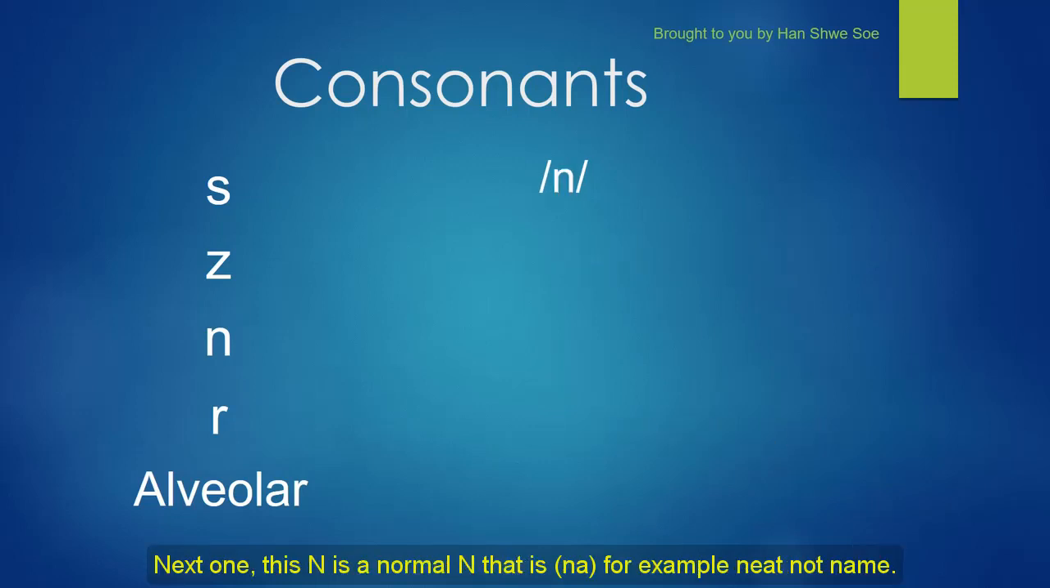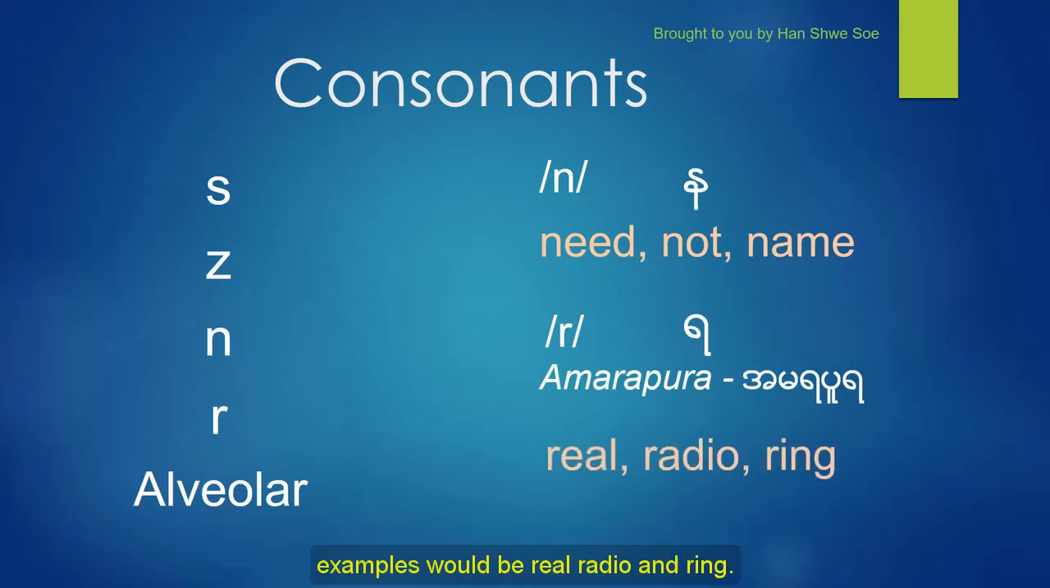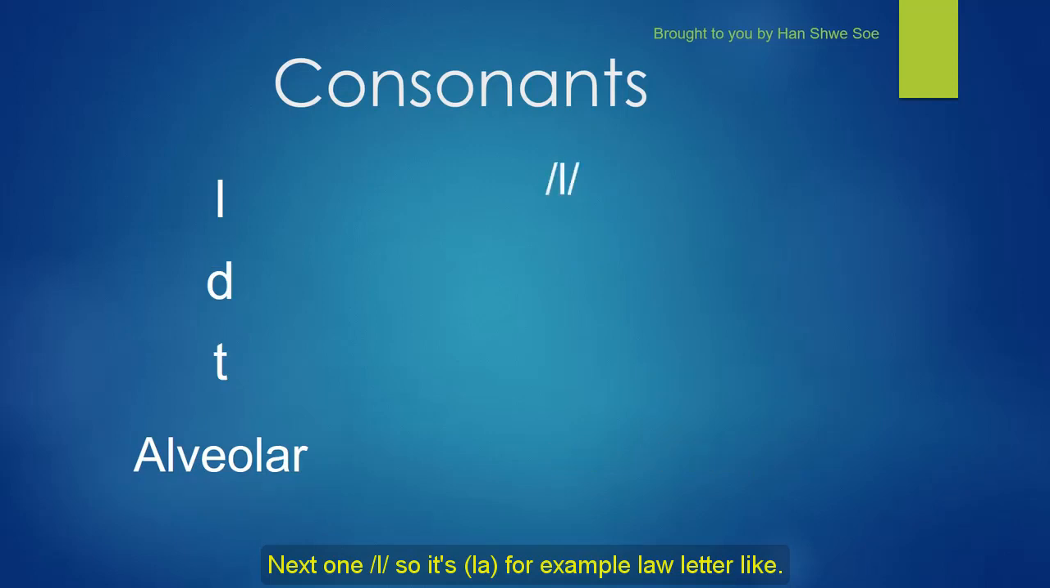Next one, this n is a normal n. That is na. For example, neat, not, name. Next one is r. It's like when you pronounce ra in Amarapura. Examples would be real, radio, and ring. Next one, l. So it's la. For example, law, letter, like.